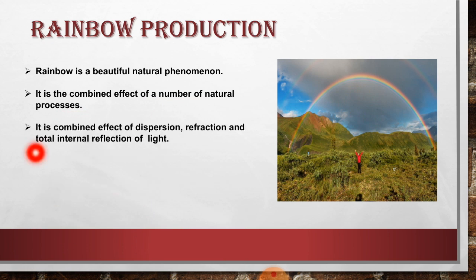It is a combined effect of dispersion, refraction and total internal reflection of light. What is that? We are going to see that next, but just remember that it is the combined effect of dispersion, refraction and total internal reflection of light. When can it be seen? Mainly after a rainfall. So after a rainfall we will see a rainbow. So how does it get produced? Let's see.